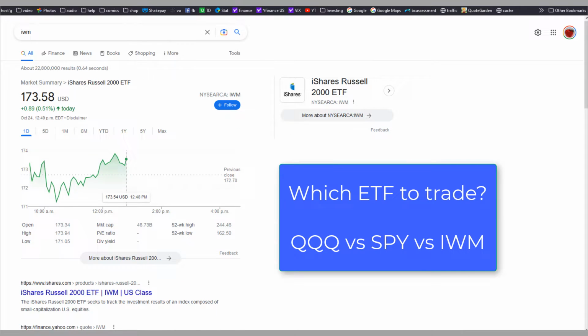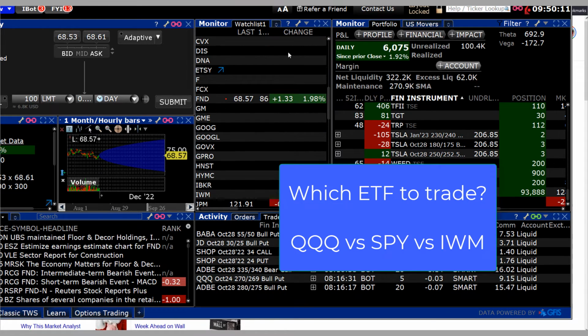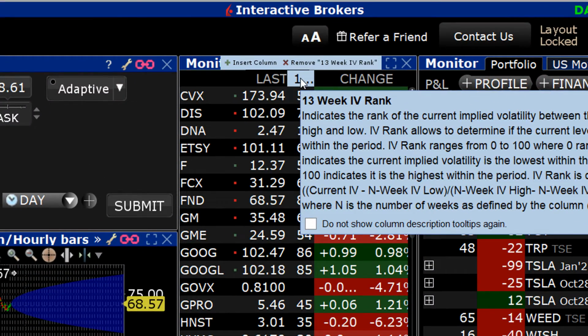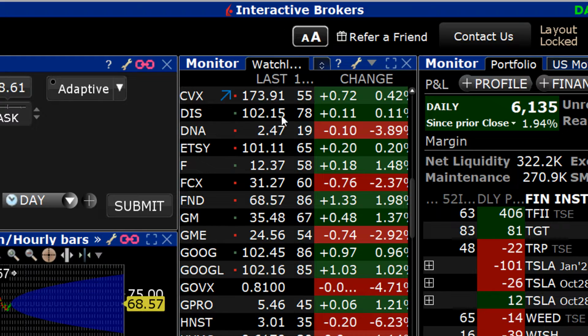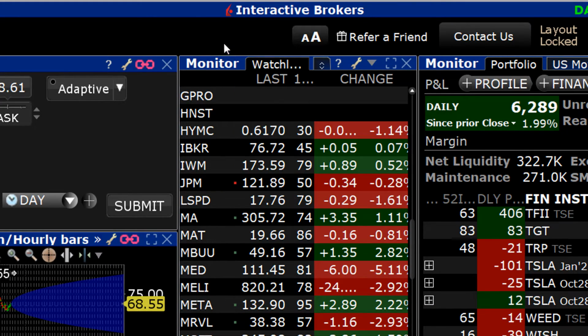Now, in terms of which ETF I choose, generally I'll just choose one of these. And the way I choose is I look at the IV rank of these. So the IV rank tells me how high the implied volatility is relative to the past 13 weeks in this case. So basically, I just scroll down to those three ETFs that I mentioned.